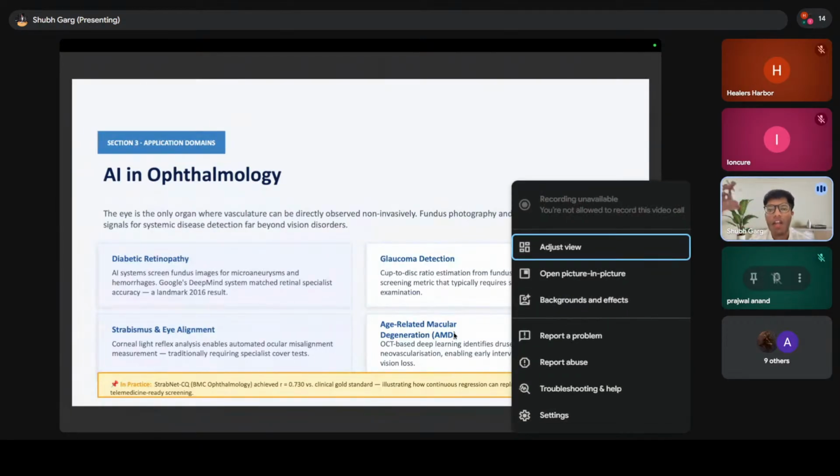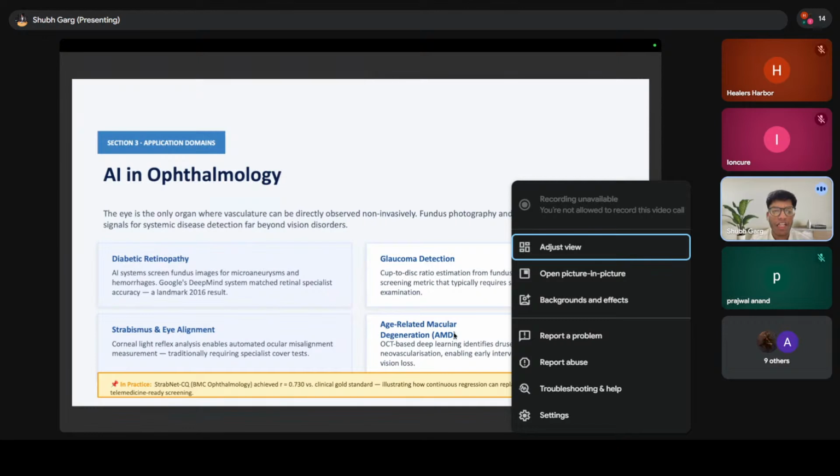It is the only organ of the human body where the vasculature, the blood vessels, can be directly observed non-invasively. You don't need surgery, you don't need a contrast agent. You point a fundus camera at the eye and you can see retinal blood vessels directly, and because the blood vessels are connected to the systemic circulation, the eye can reveal signals of diseases far beyond vision disorders: diabetes, hypertension, and even early neurological changes, basically.